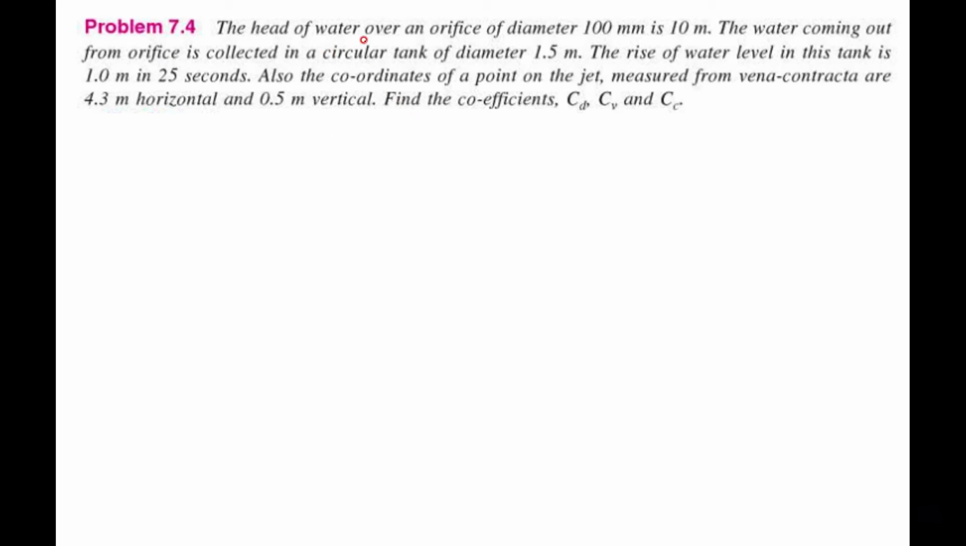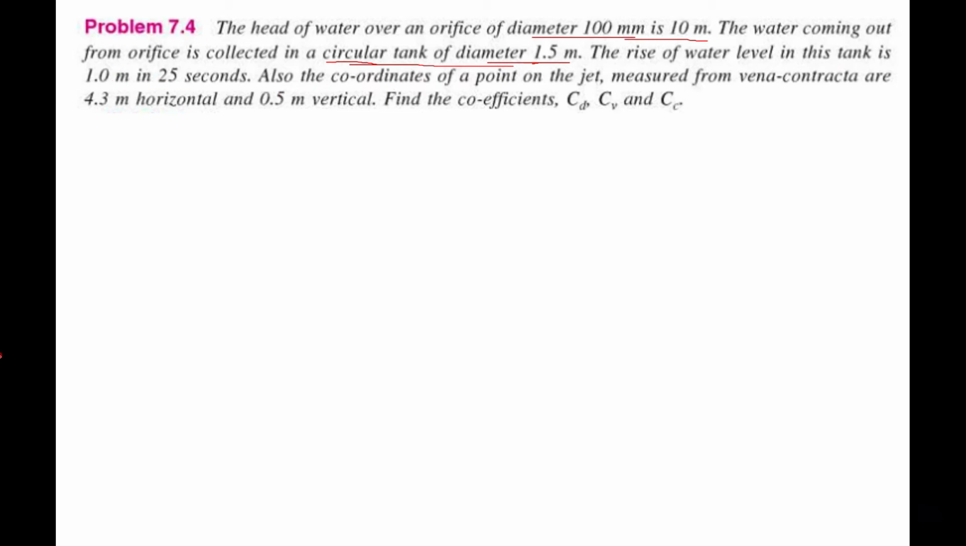The head of water over an orifice of diameter 100 millimeter is 10 meter. The water coming out from the orifice is collected in a circular tank, that is the measuring tank, of diameter 1.5 meter. The rise of water level in this tank is 1 meter in 25 seconds.